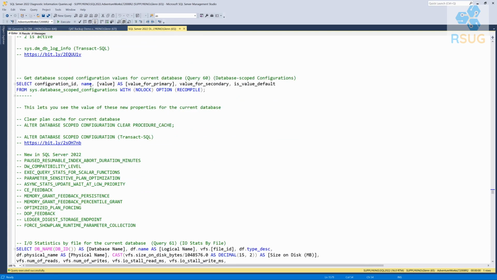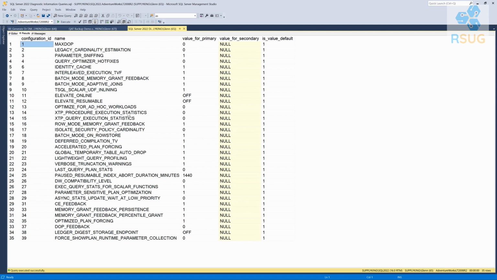And then this one is also new in 2016, so it's been around a while, but they keep adding more and more stuff here. This is database scope configuration values. So these are things that you can set at the database level that back in the old days, you had to set at the instance level or use a trace flag. So for example, MAXDOP, you can set to a different value for each database if you want to, and you can set it to one value for your primary in an AG and a different value for the secondary replicas if you wanted to.